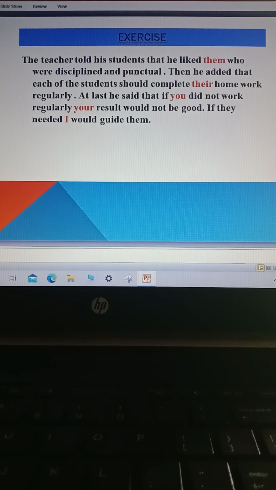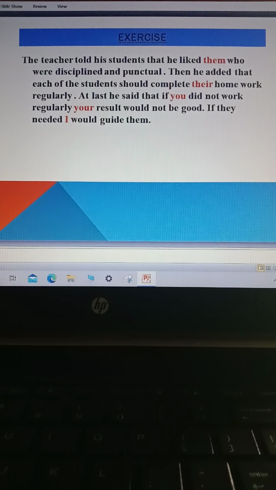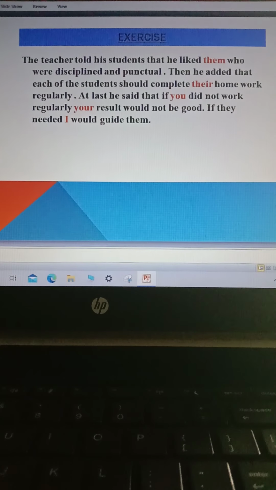Final sentence. If they needed, they means the students needed, I would guide them. Who is I? Here I means the author or the teacher. Obviously the teacher's pronoun is he, so I put he instead of I. So the right answer: if they needed, he would guide them.